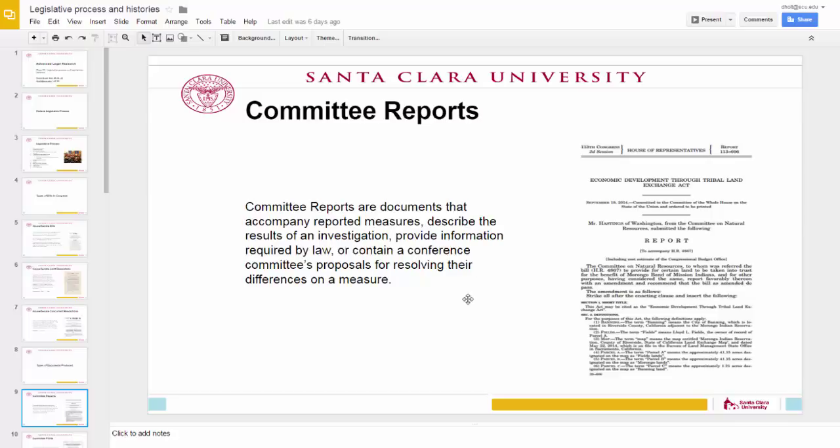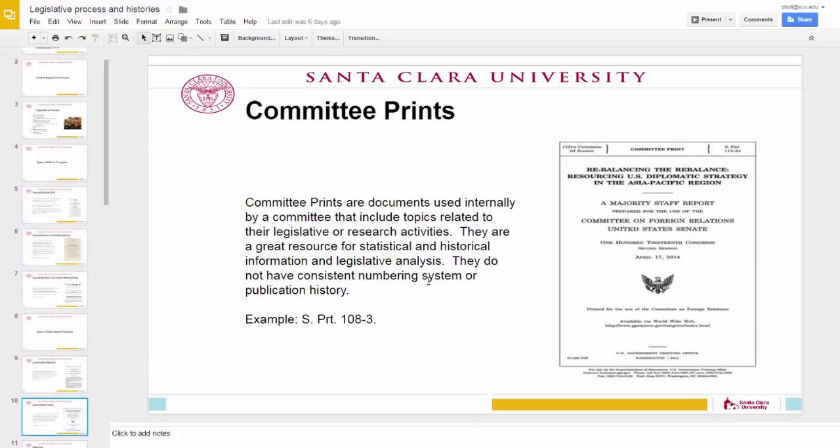The committee reports will provide results of investigation, anything the committee discovered during hearings that it may have learned via a CRS report or via other investigative activities. The federal government also has something called committee prints, and the distinction between a print and a report is rather minor. The real distinction is that committee reports are designed for public consumption, however, prints are not. Because of that, the numbering system for committee prints is a little less consistent than it is for reports.